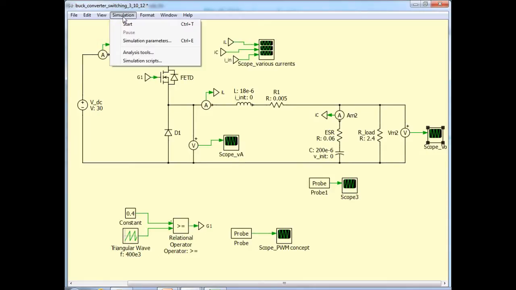Now let's run the simulation. So simulation, start simulation, and the simulation is already completed running. I could tell that because if it is still running, you would see the word running at the top, but now it has completed the simulation. So let's go ahead and look at some of the waveforms.